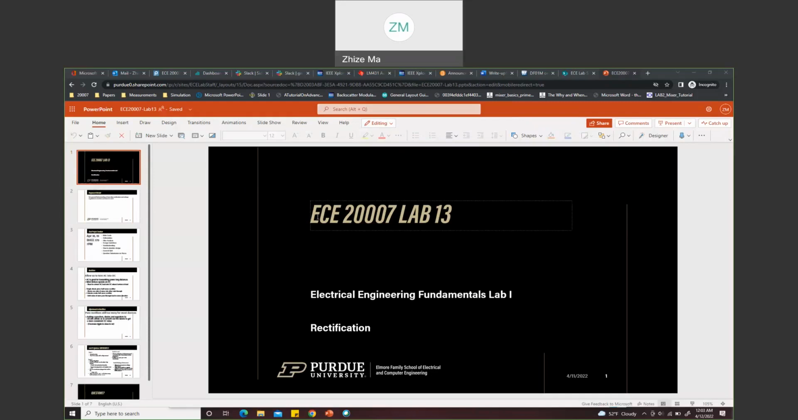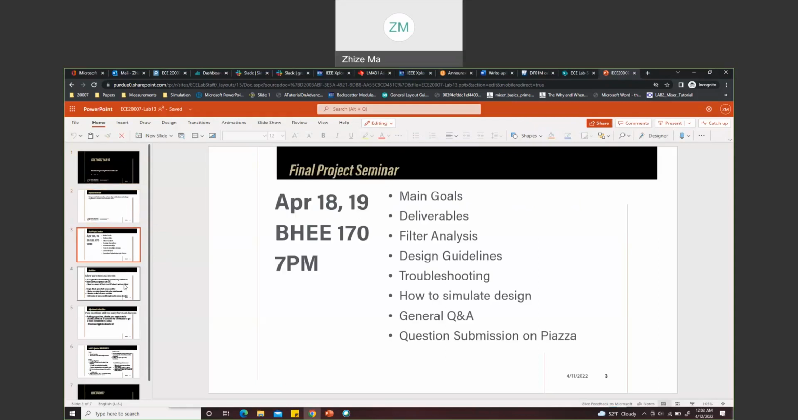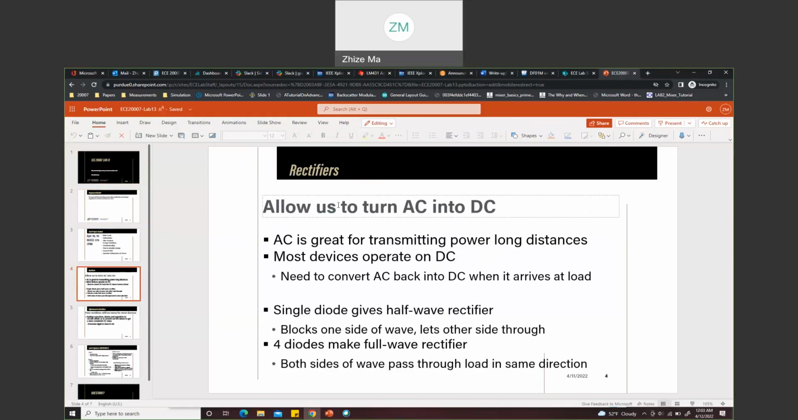So this week will be the Lab 13, which is about the rectifier, which I think all of you should already have done in a previous semester. Basically, the function of the rectifier is to transfer the AC signal to a DC signal, since most of our electronic devices use DC, like your cell phone or laptop.